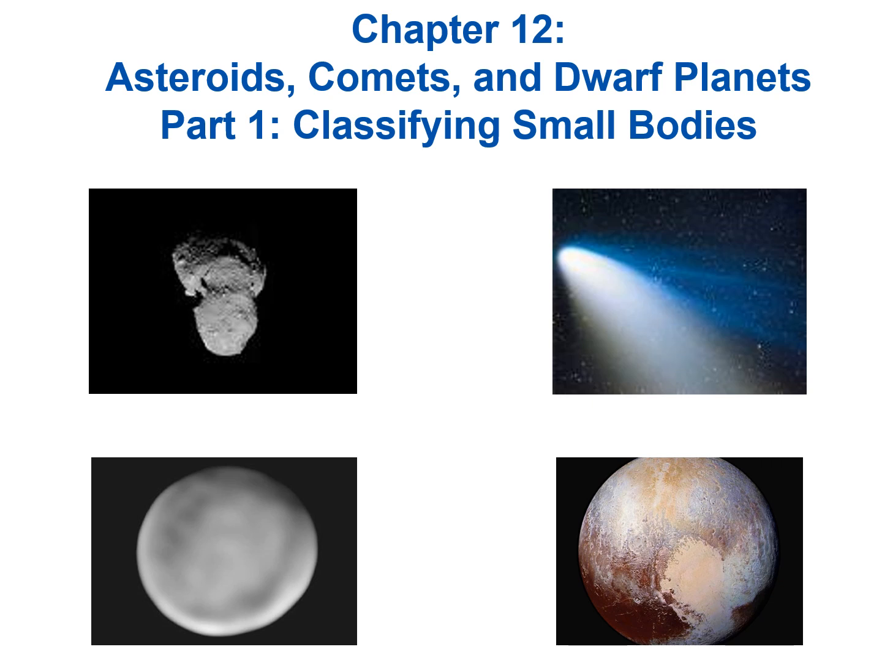Welcome to the wonderful world of astronomy. This is chapter 12 on asteroids, comets, and dwarf planets. In this chapter, we're going to look at the smaller bodies that are in the solar system. This part 1 video is on classifying small bodies. This is going to be an overview of the things we're going to talk about in the rest of the chapter.